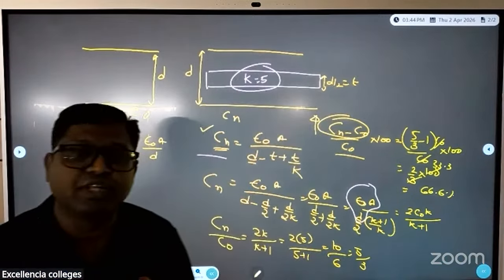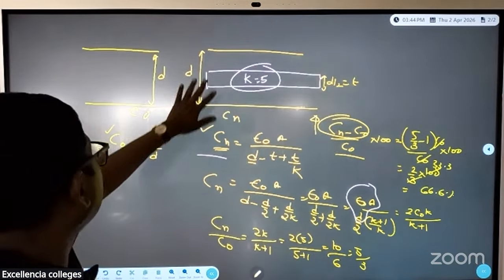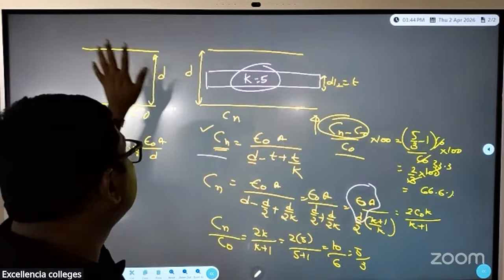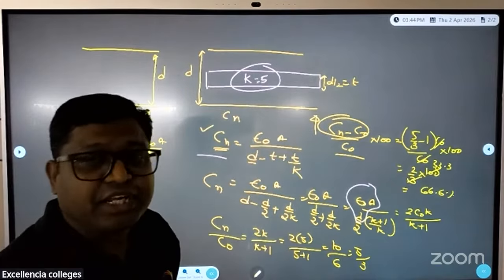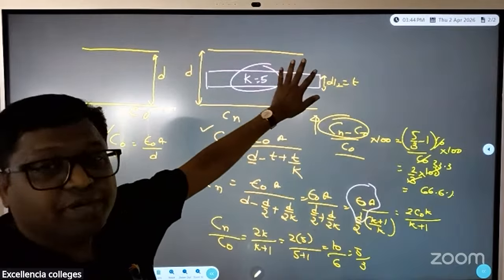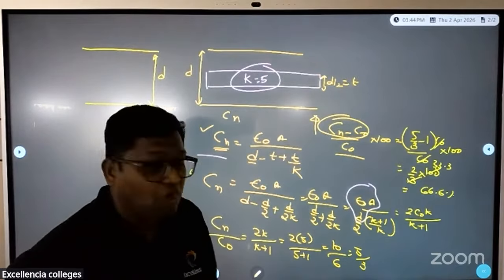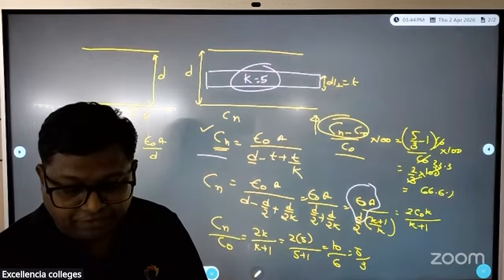So in this way, dear students, it was very easily a solvable question. It is just a capacitor with a dielectric. So easily, this is a solvable question, mostly formula based.